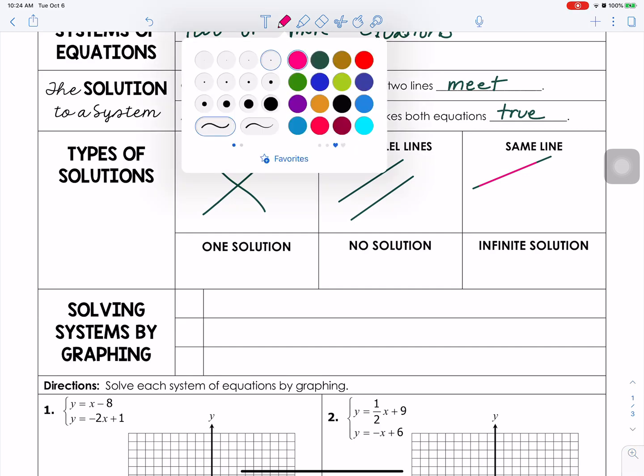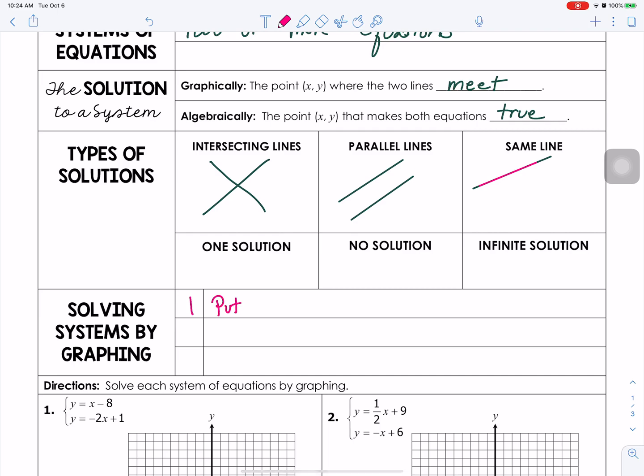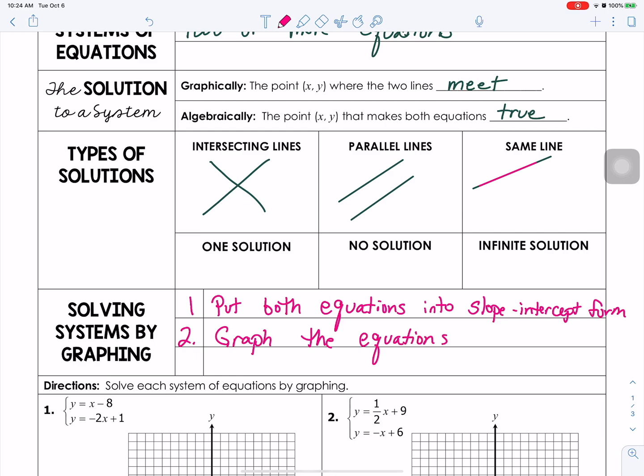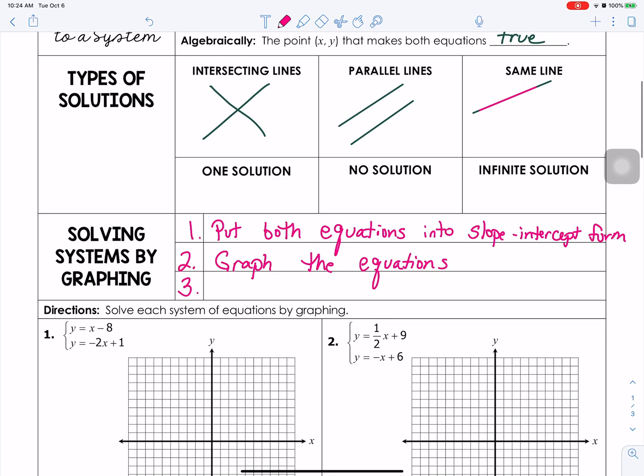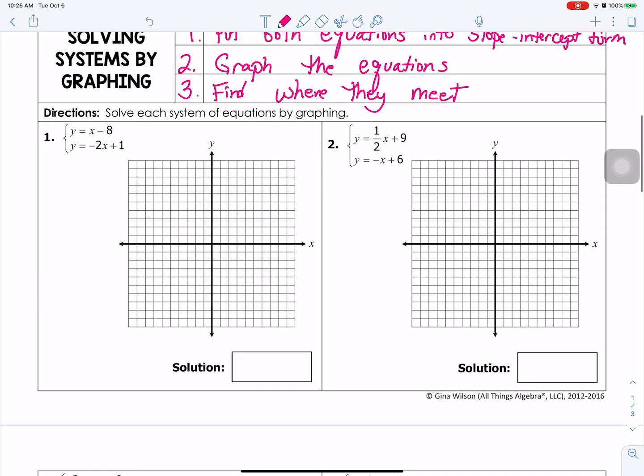So solving systems by graphing, the first thing we're going to do is put both equations into slope-intercept form. We want that so they're both y equals, because then I can do the second thing, which is to graph the equations. And then the last thing that we're going to be doing is find where they meet. So now we're going back to some of the things we did in the first unit, where we're looking at graphing lines, writing lines into the y equals format, so taking them from different forms and putting them into the slope-intercept format just to be able to see.